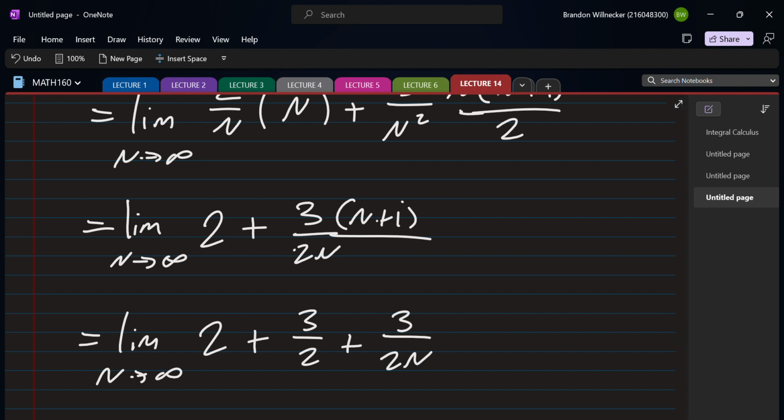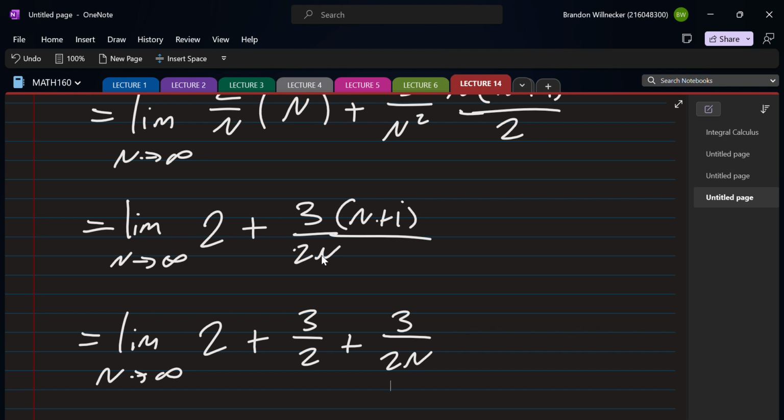Okay, so this is what I mean by simplify as much as possible. We have individual terms, whether they have an n at the top, n at the bottom, that's not so important here, but we can't have products like this. So n plus 1 over n, we don't want that. We want individual terms so that we can take the limit.